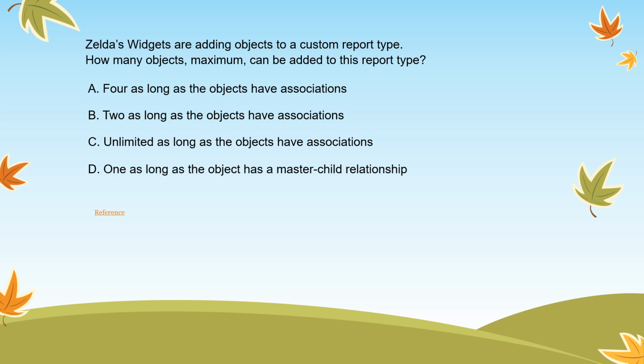This one is just a straight up 4. That's the only answer. Just remember that you can have 4 objects on a report type. 4 is the magic number when it's coming to report types and objects.